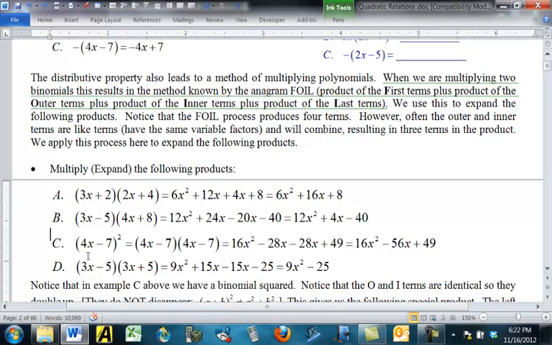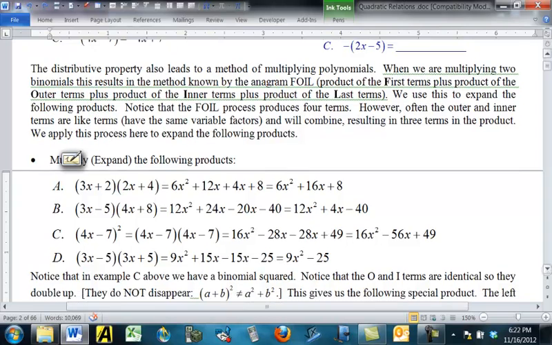What happens to get the middle to cancel out is what's called a sum and difference pattern: (3x − 5)(3x + 5). When you do this, the F is 3x times 3x, which is 9x². The −5 times 5 is −25, so that's (3x)² − 5². And this time, one of the outer products is 15x and the inner product is −15x, and so they cancel out.